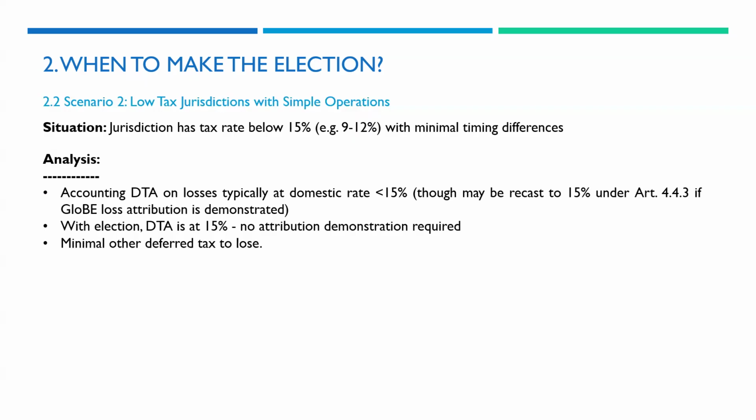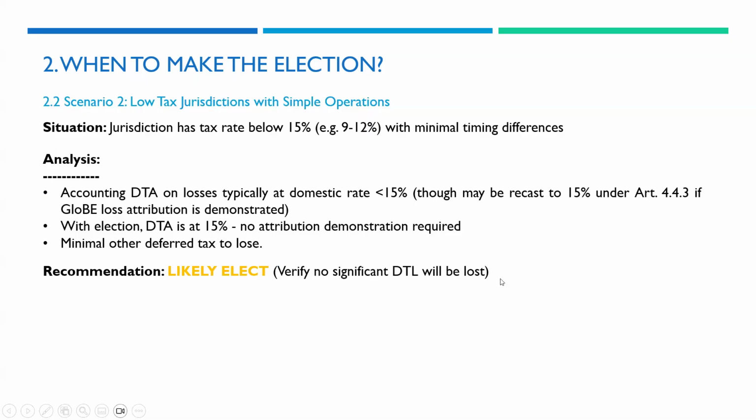So if you take this option, you don't need to track your DTLs tomorrow. All of that would be pretty easy. So the likely recommendation is to elect, provided there are no significant DTLs which will be lost. Are you understanding? You will only get this 15% loss DTA. Nothing else. No other deferred taxes at all. And no recapture, no need to do anything that we learned in 4.4.